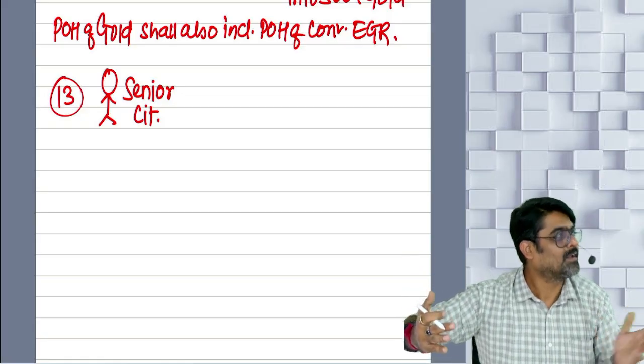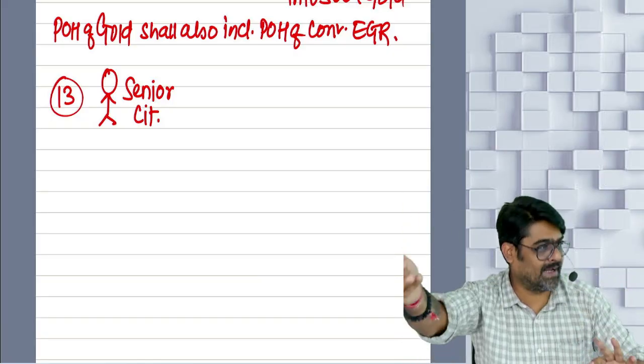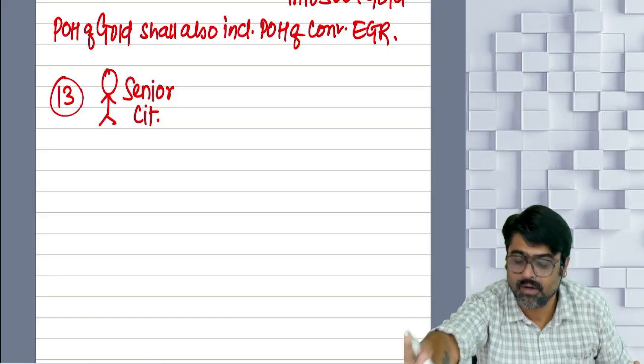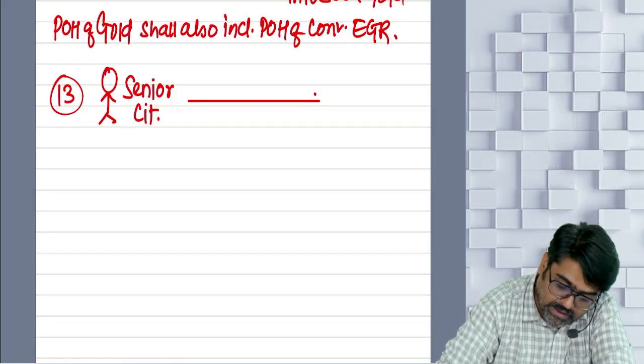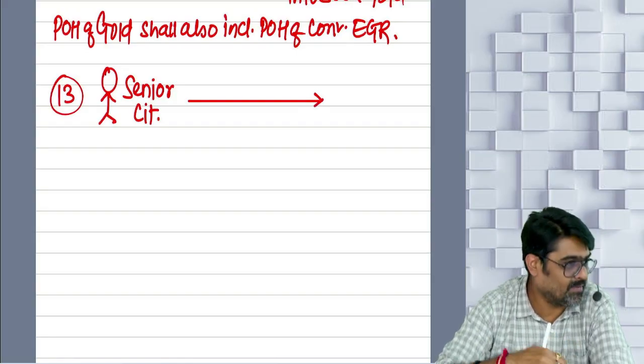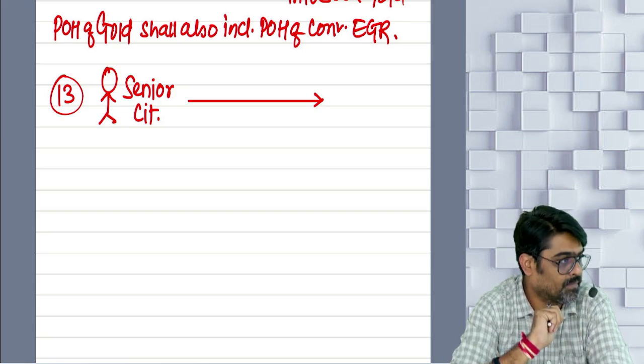Yes or no? What if that senior citizen lives beyond those 20 years? That is a different case. I am going to tell you about that. But the senior citizen will have to mortgage one asset. So whatever I am telling you right now is a reverse mortgage scheme of the central government. Which scheme?